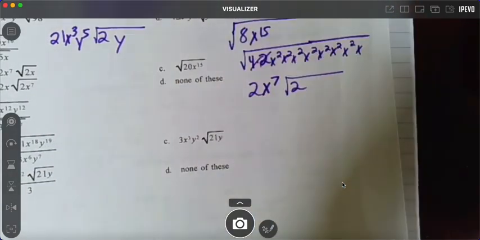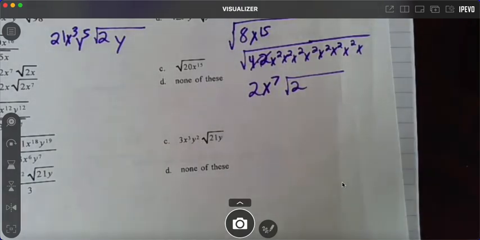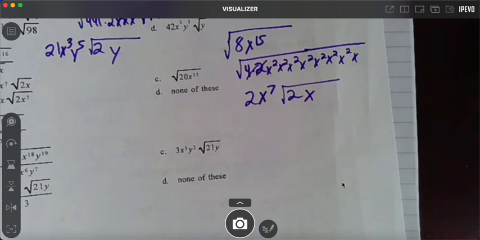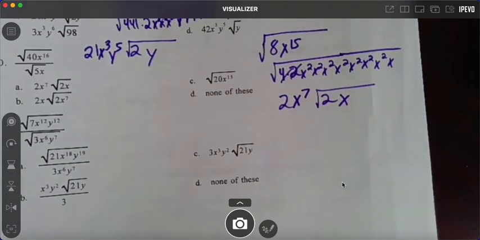Is anybody seeing the shortcut? Yeah. If you can see the shortcut, you should use that. And then there's 1x left over. That's your answer. And then there's one more.